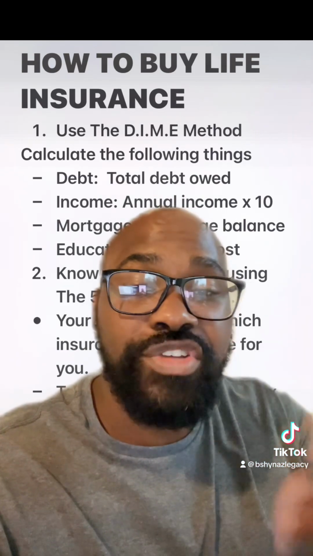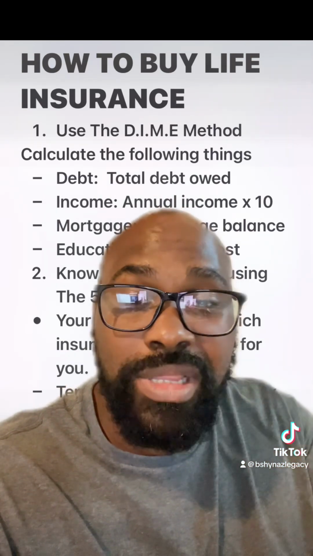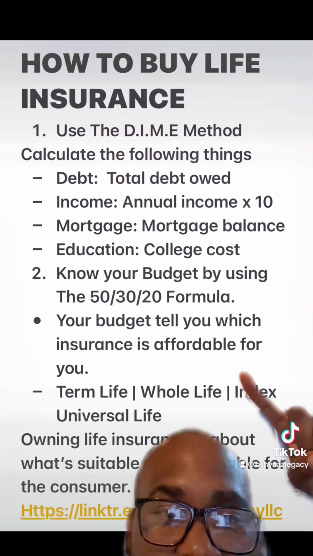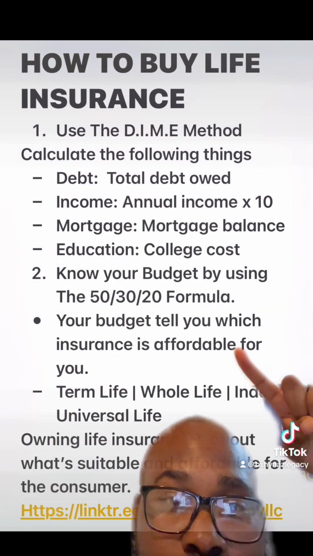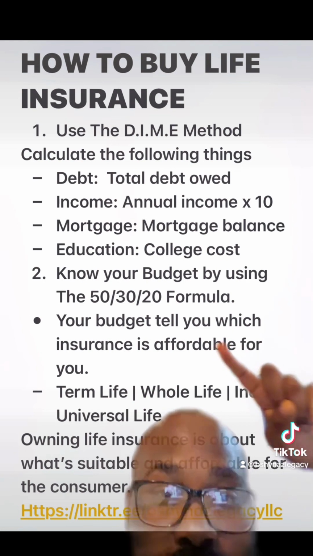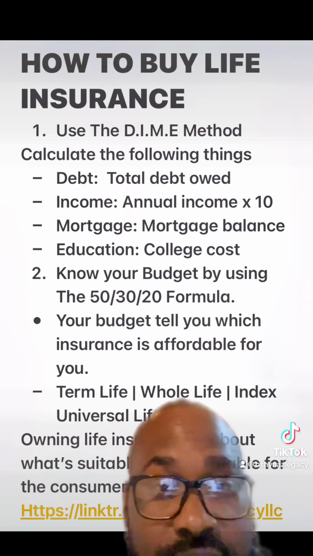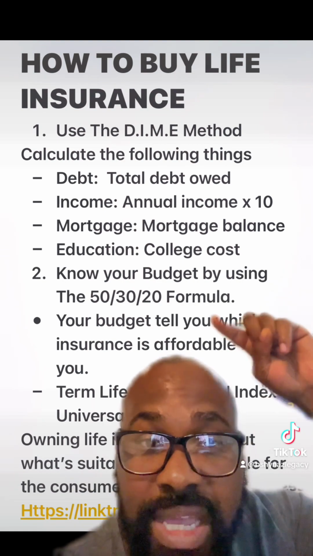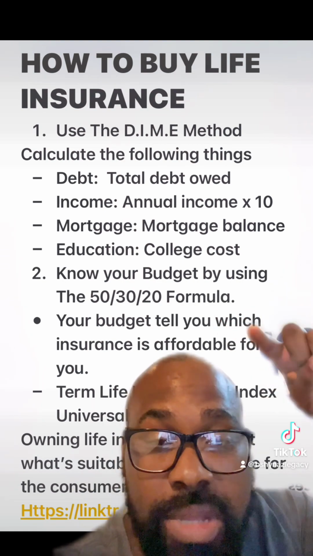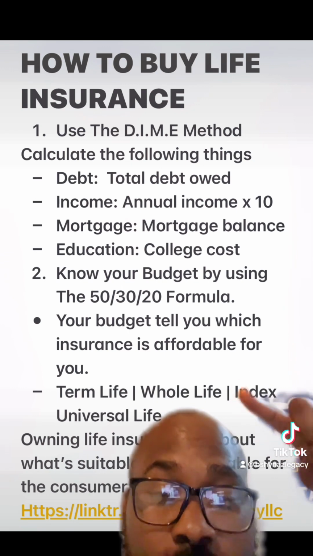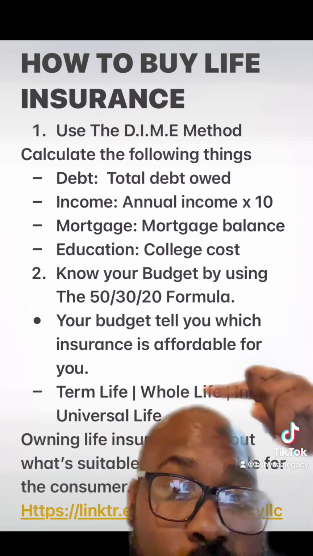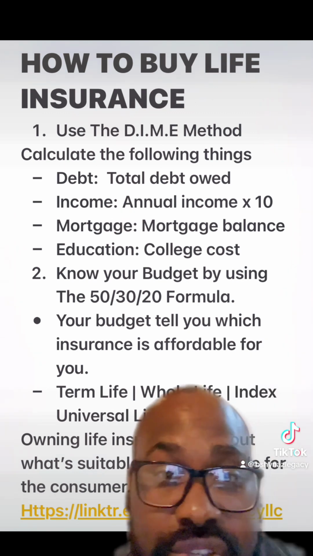Now that you know the coverage that you need, you have to know how to calculate which insurance is affordable for you. And as you can see right here, that will be determined by learning how to put together your budget using the 50-30-20 budgeting formula. This formula will help you to know how much you can save and how much you can spend before you do either one of them. And once you know your budget, that will tell you which life insurance is affordable for you. That could be a term life, a whole life, or some form of indexed universal life insurance.